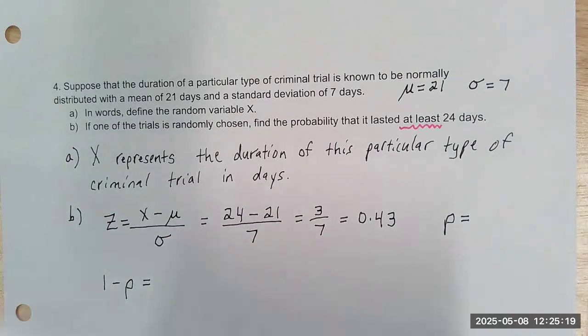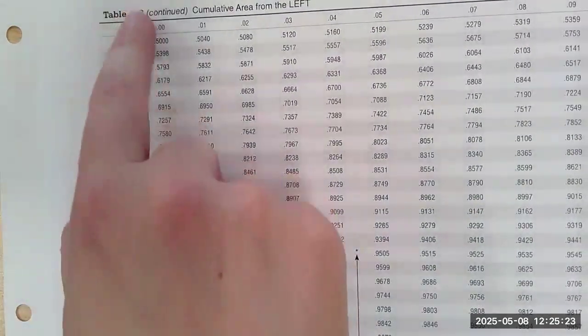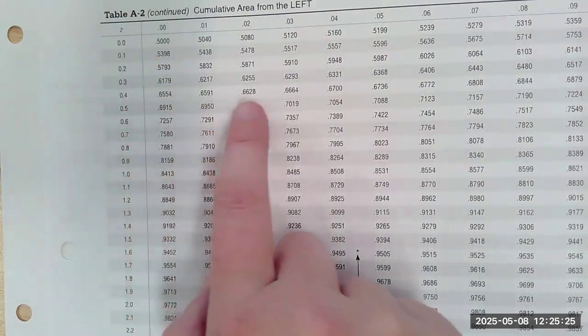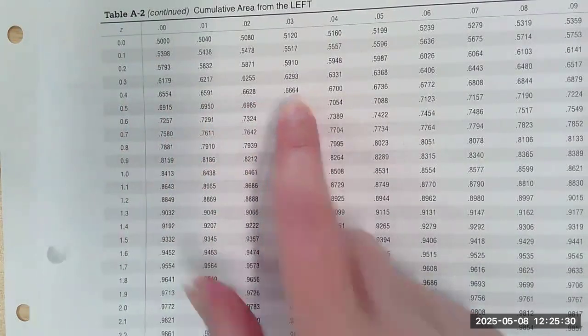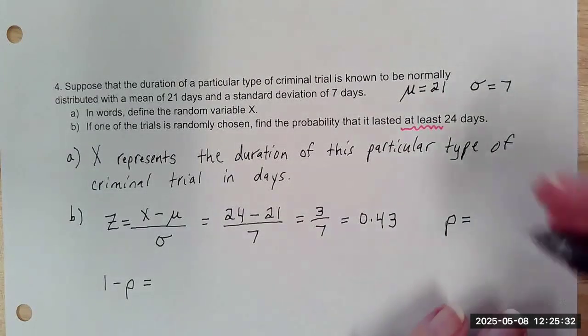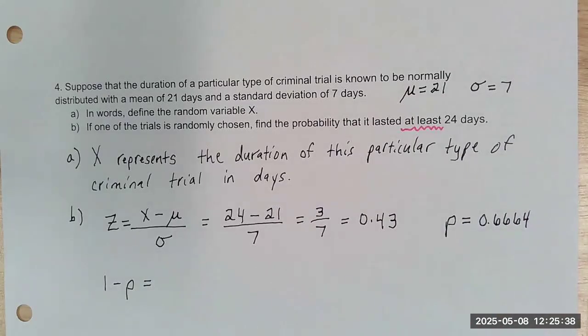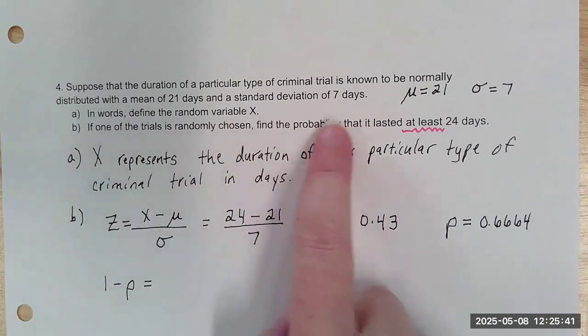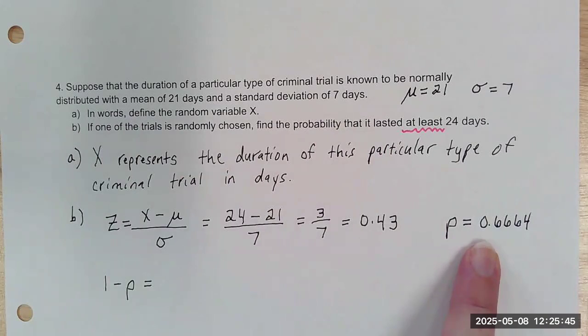So 0.43 on my Z table, 0.4, and then I'm coming over to the 3. I got 0.6664. Okay, so if this question had said, find the probability that it lasted less than 24 days, you would have kept that number. That would have been your answer. But because it says at least 24 days, we got to do 1 minus what we just got.